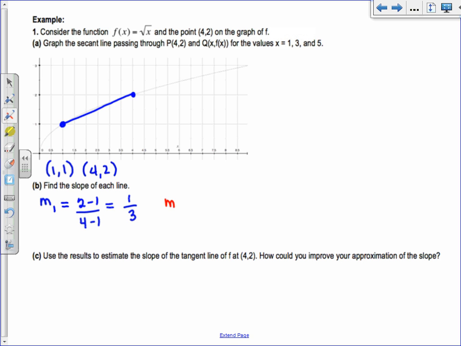And let's find the slope at x equals 3. So this is going to be 3 comma square root of 3, and again 4, 2. So I'm going to have 2 minus root 3 over 4 minus 3. So it's 2 minus root 3.